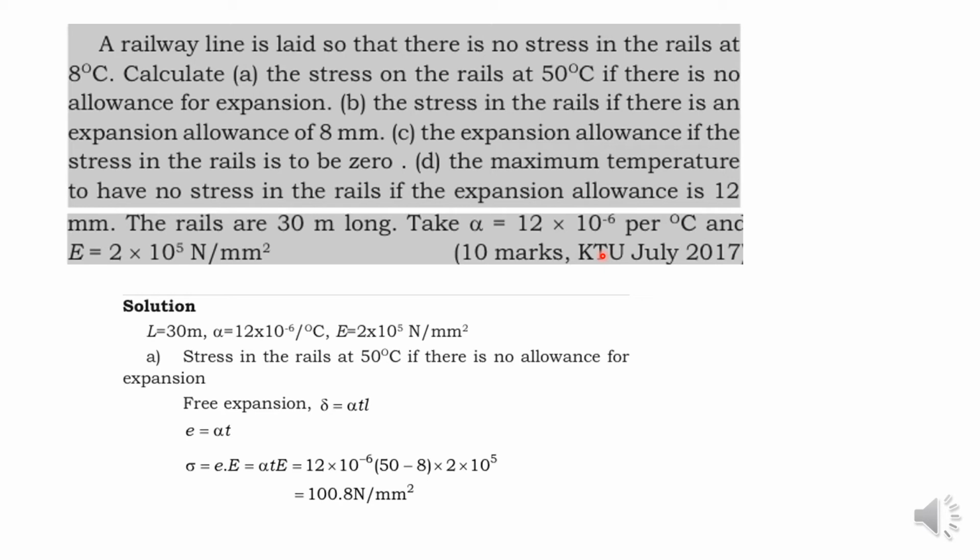Now, what is alpha, which is the coefficient of thermal expansion? What is delta T, which is the change in temperature? Initially the rail was at a temperature of 8 degrees Celsius, which is increased to 50 degrees Celsius. So the change in temperature will be 50 minus 8, into Young's modulus, that is 2 into 10 raised to 5. So the stress induced is equal to 100.8 Newton per mm square.